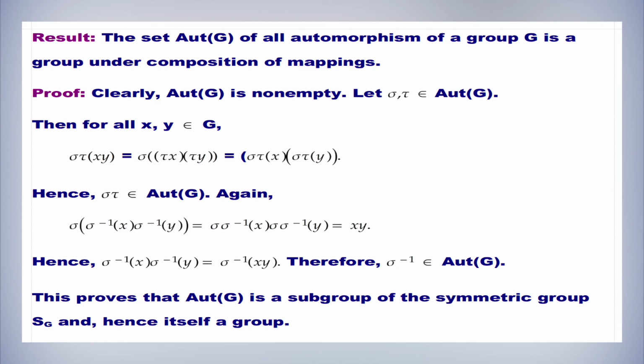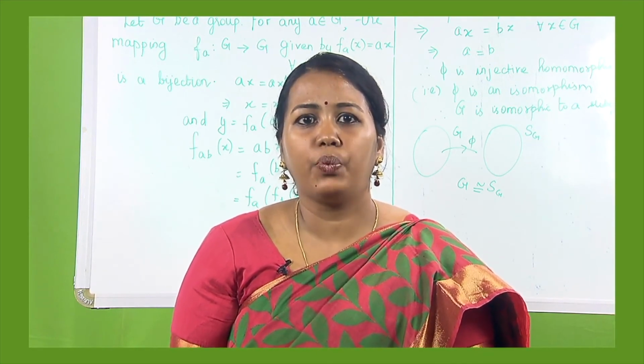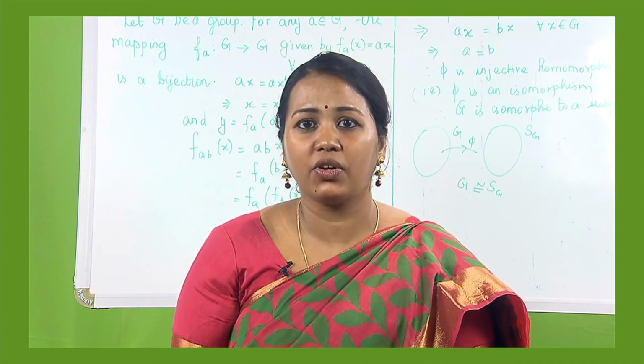Again, sigma of (sigma inverse of x times sigma inverse of y) = sigma sigma inverse of x times sigma sigma inverse of y = xy. Hence, sigma inverse of x times sigma inverse of y = sigma inverse of xy. Therefore, sigma inverse belongs to Aut(G). This proves that Aut(G) is a subgroup of the symmetric group S_G, and hence itself a group. By using automorphism and inner automorphism, we can say whether a group is complete or not.